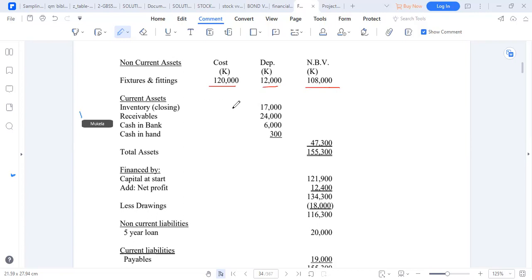Then we go to the closing stock under assets: closing stock, receivables, cash at bank and at hand. You total them up. So when we add the fixed assets to the current assets, we get the total assets, which is our A.